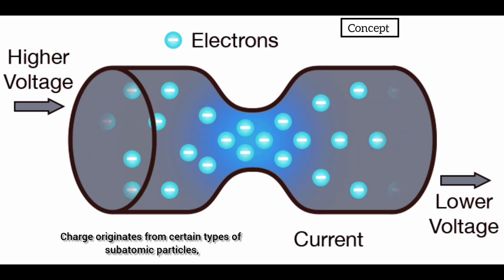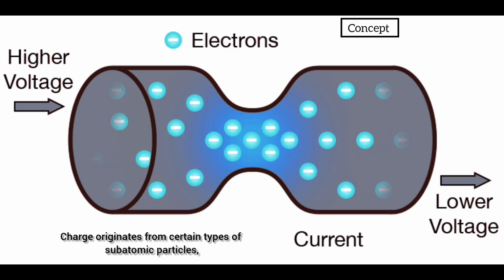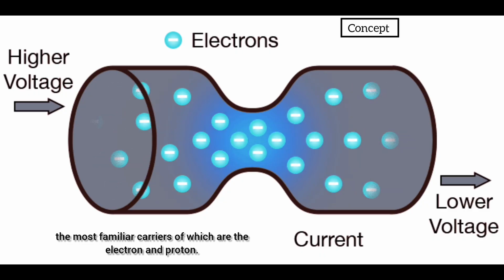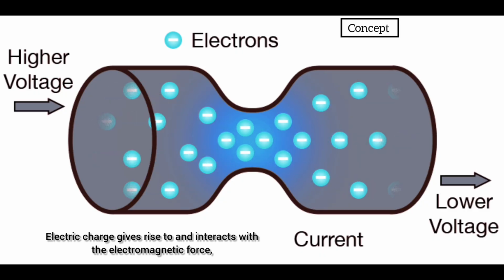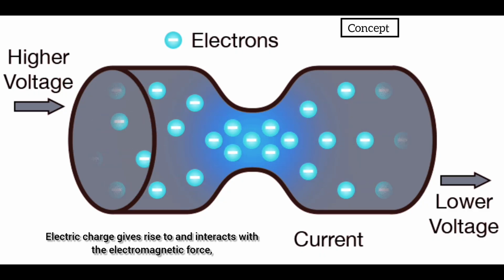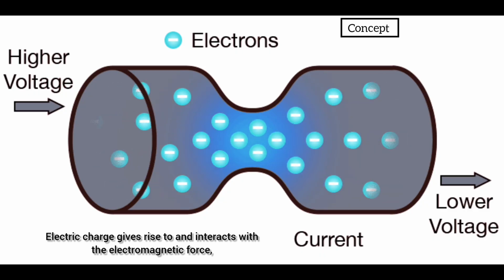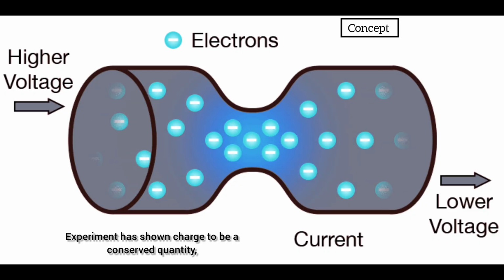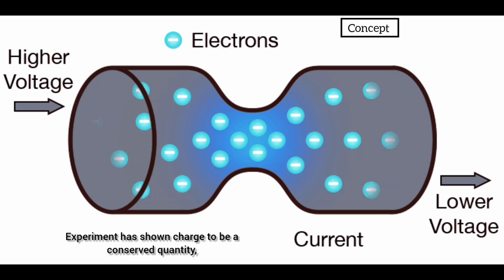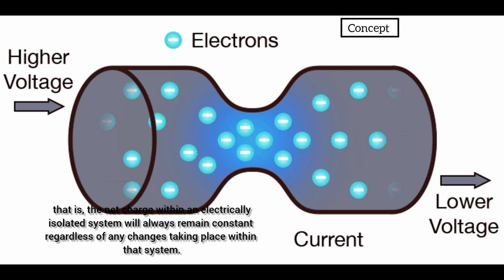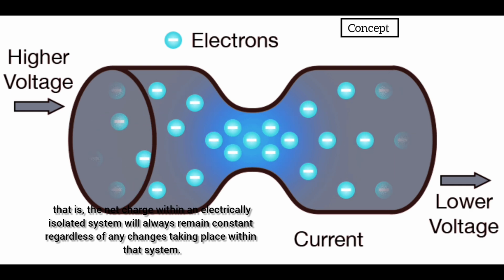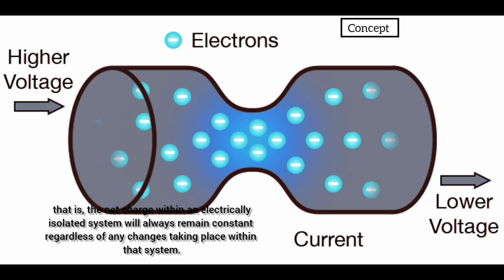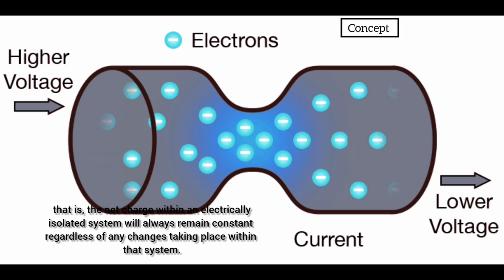Charge originates from certain types of subatomic particles, the most familiar carriers of which are the electron and proton. Electric charge gives rise to and interacts with the electromagnetic force, one of the four fundamental forces of nature. Experiment has shown charge to be a conserved quantity, that is, the net charge within an electrically isolated system will always remain constant regardless of any changes taking place within that system.